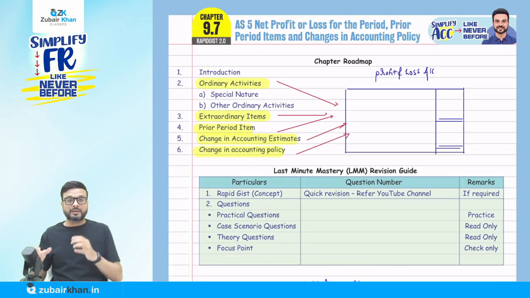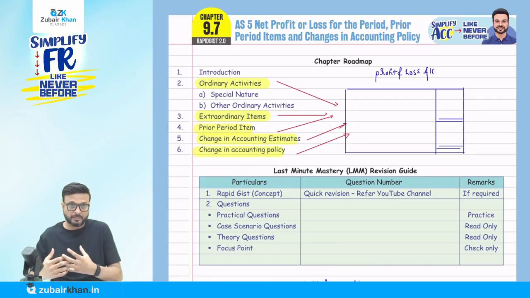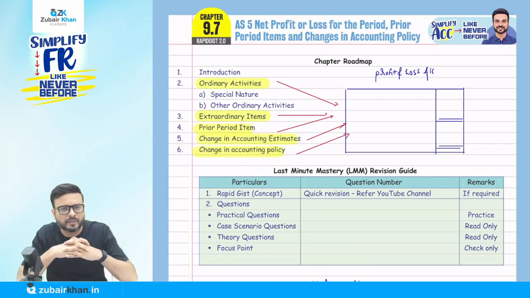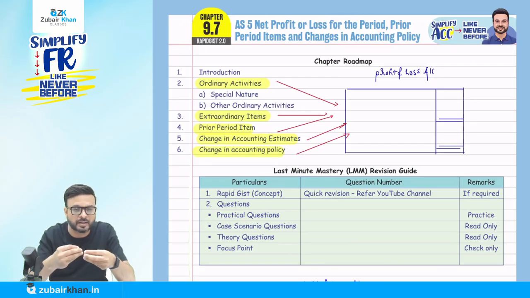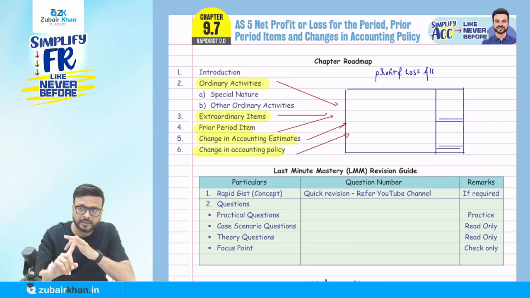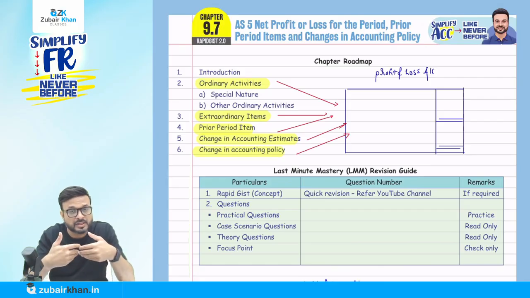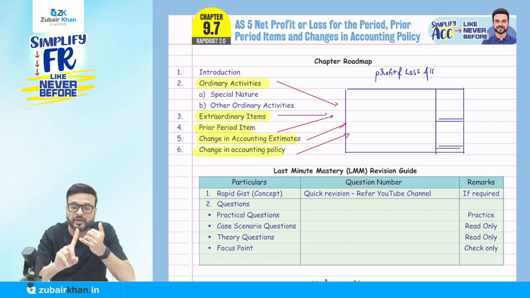Accounting Standard 5 says how to present these items in my P&L account. But why is it important? How to present, what does it mean? Because when we prepare the profit and loss account, different types of items come. Ordinary activity is from the core nature of business. There might be some extraordinary item like a fire, which is clearly distinct from the normal nature of business.